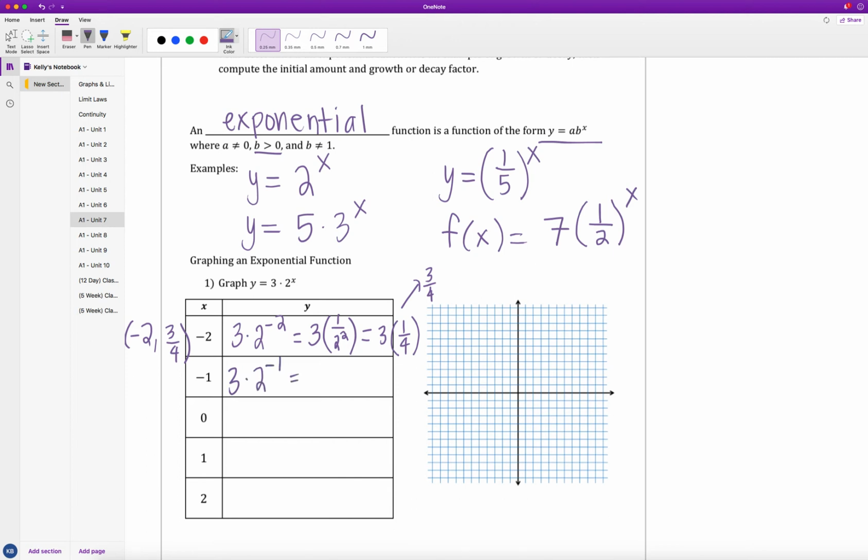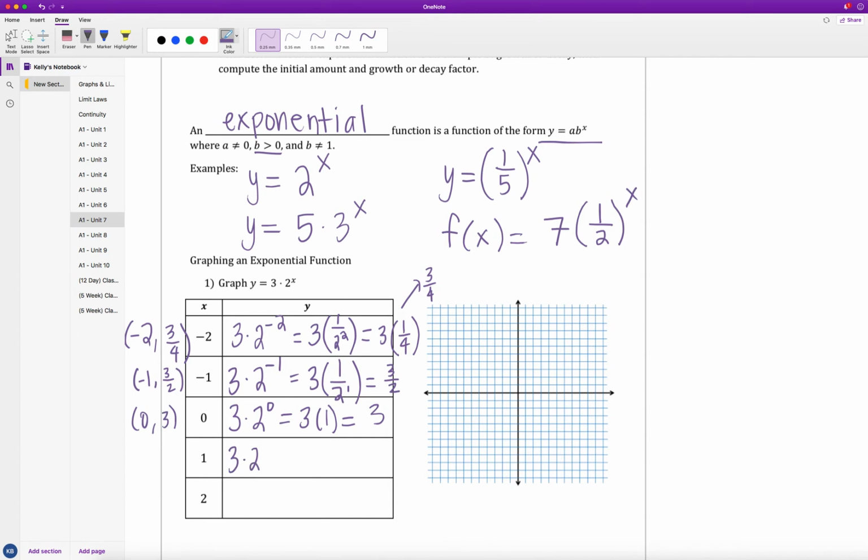Why don't you guys pause the video, simplify that, and then we'll check it together. Okay, order of operations tells us to simplify the exponent first, which I can rewrite as 1/2 to the positive first power. And then 3 times 1/2 will give us 3/2. So this will be equal to -1, 3/2 will be our next point. For x equals 0, we get 3 times 2 to the 0 power. Anything to the 0 power, remember, is equal to 1. So I get 3 times 1, which will give us 3. So we get 0, 3.